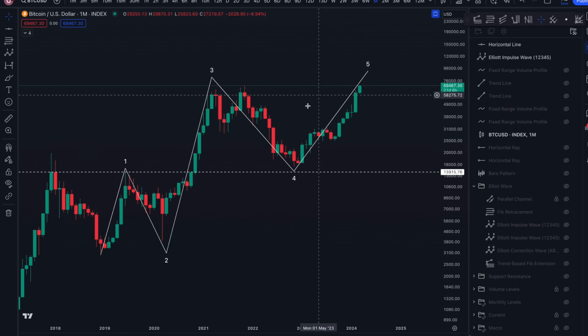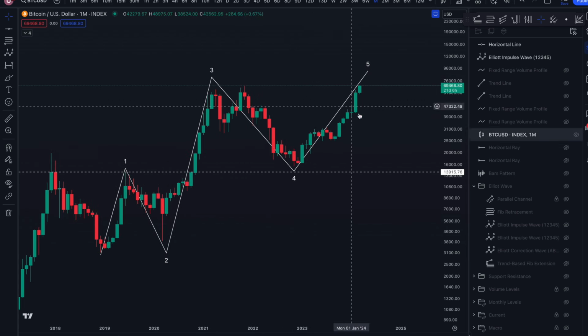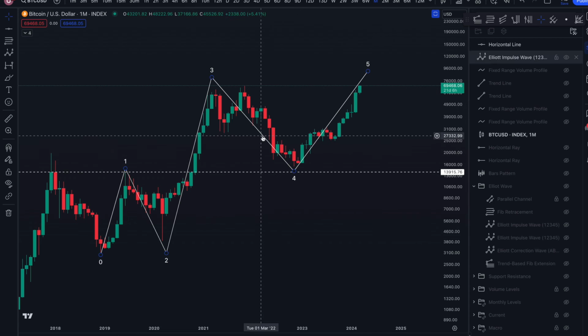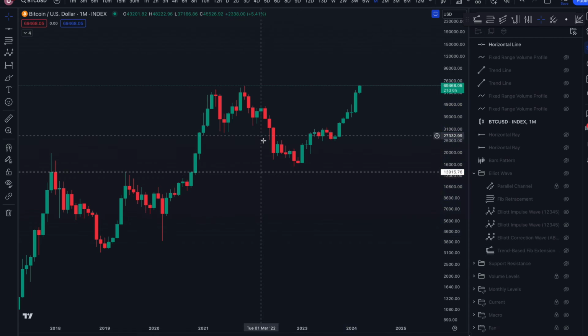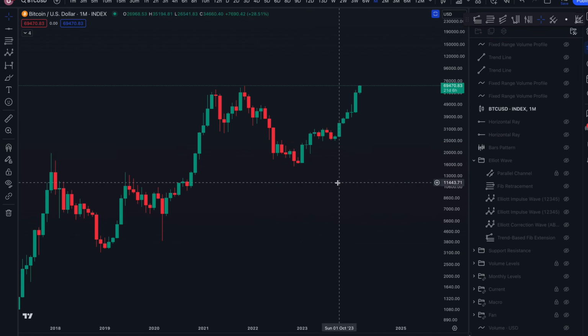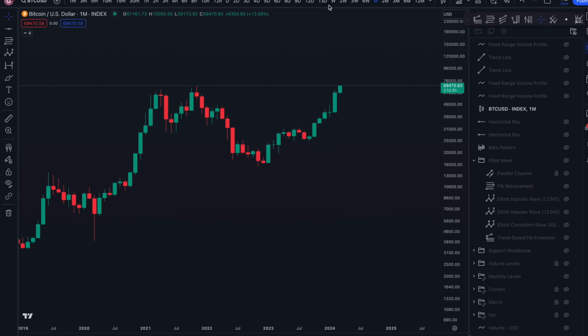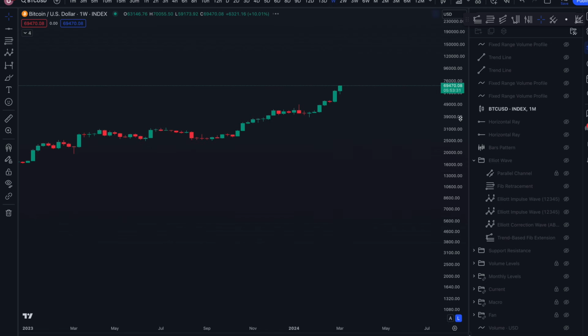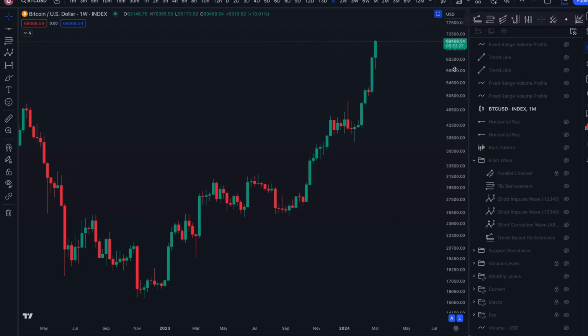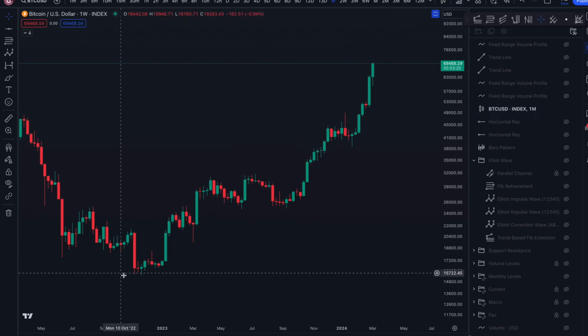So now we're in this wave 5 situation, and we want to go a bit deeper into how high this wave 5 is going to go, and where we actually are in this count. So let's just zoom in a bit from the current cycle. So we had the low here, so wave 5 in my opinion started here.